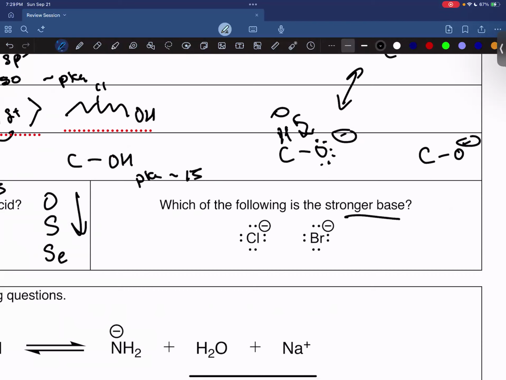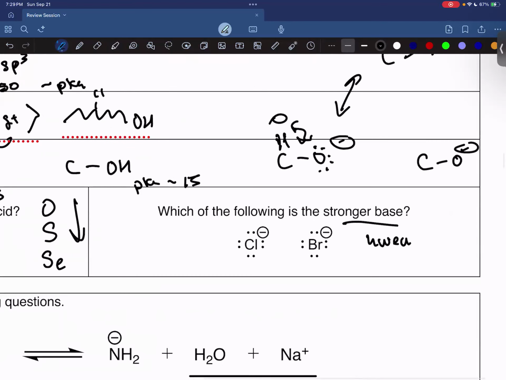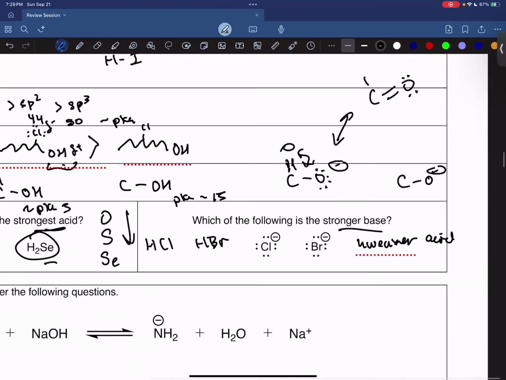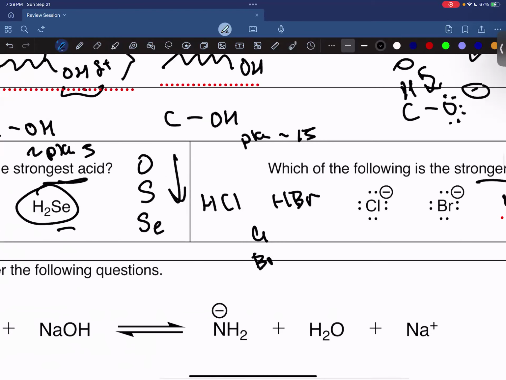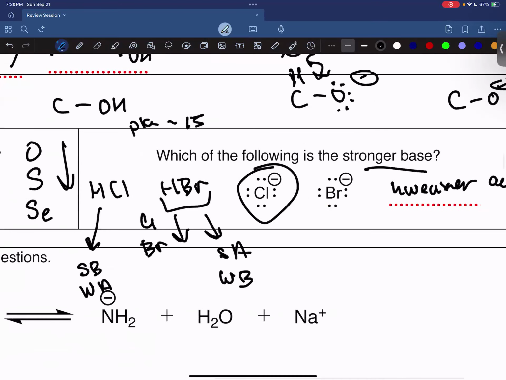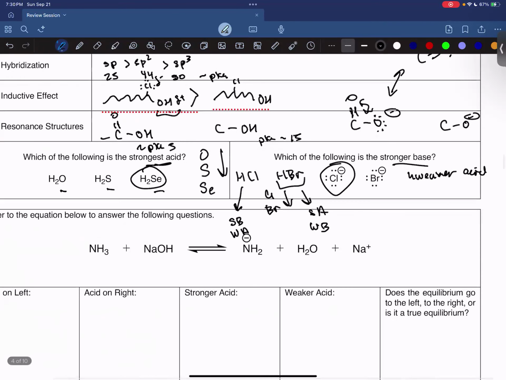So this one, we find whatever is the stronger base through whatever is the weaker acid. So if we compare HCl and HBr, that's also a size difference. So Cl and Br. This is the stronger acid, so therefore it's the weaker base. And this is the stronger base, vice versa, weaker acid. So this is going to be that chlorine ion. Sounds good?